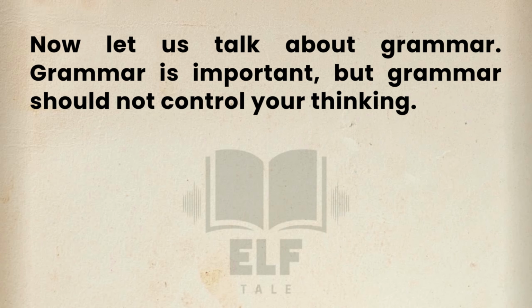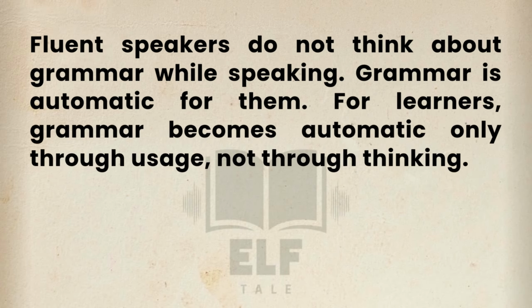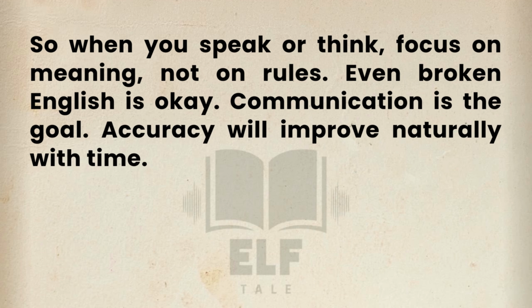Now, let us talk about grammar. Grammar is important, but grammar should not control your thinking. Many learners stop speaking because they are checking grammar in their head. This kills fluency. Fluent speakers do not think about grammar while speaking. Grammar is automatic for them. For learners, grammar becomes automatic only through usage, not through thinking. So when you speak or think, focus on meaning, not on rules. Even broken English is okay. Communication is the goal. Accuracy will improve naturally with time.